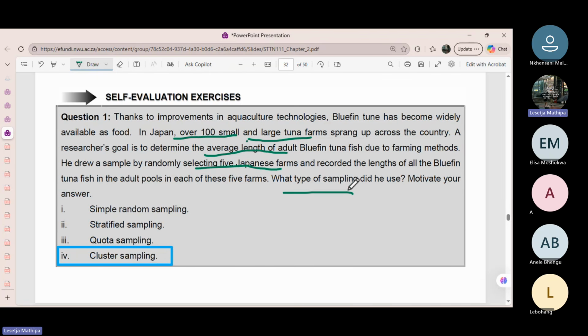You will be given this kind of questions. That's how you're going to say, the question is based on cluster sampling. You cannot say stratified. We don't have the number of groups, and we don't have the stratum size. So that's the reason why the answer is cluster sampling. Any questions?